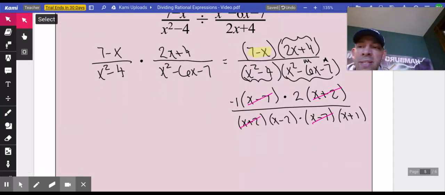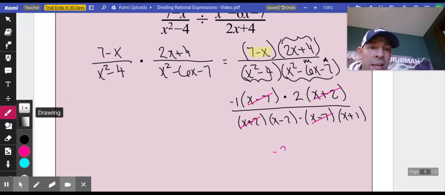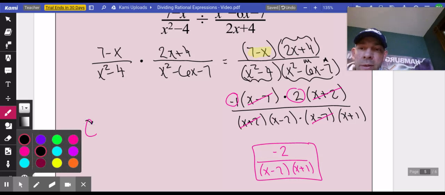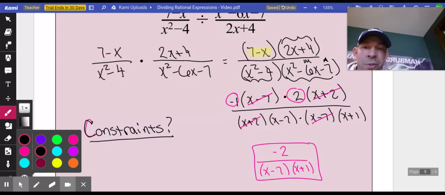So if we just kind of tidy this one up, I'm thinking -2, because I had to multiply this -1 and this 2. And then we've got the x minus 2 and the x plus 1 on the bottom. We'll wrap that bear up. Now, as far as what are our constraints, all right, what are our constraints? Or another word for constraints is restrictions here.